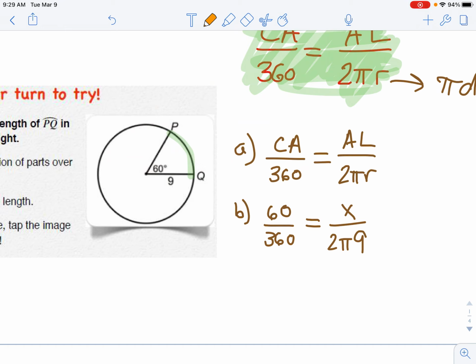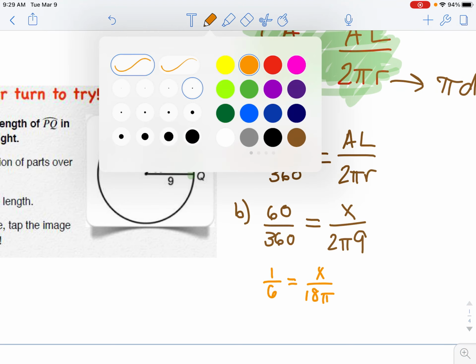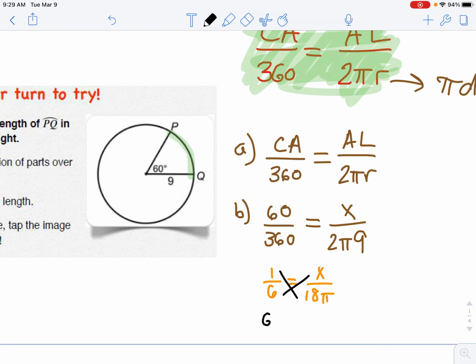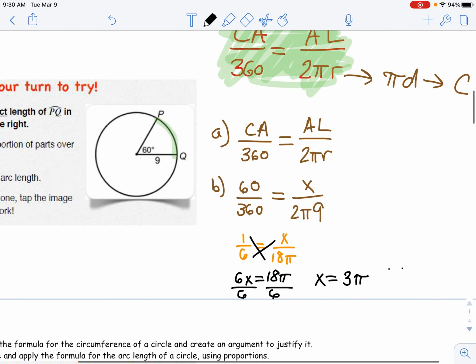And then something we're going to be good at is simplifying. 60 goes into 360 6 times. So this is actually nice, slick and easy, 1/6. And then 2 times 9 is 18 pi. From here, all you got to do is cross multiply. 6x equals 18 pi. Divide both sides by 6, and x equals 3 pi.